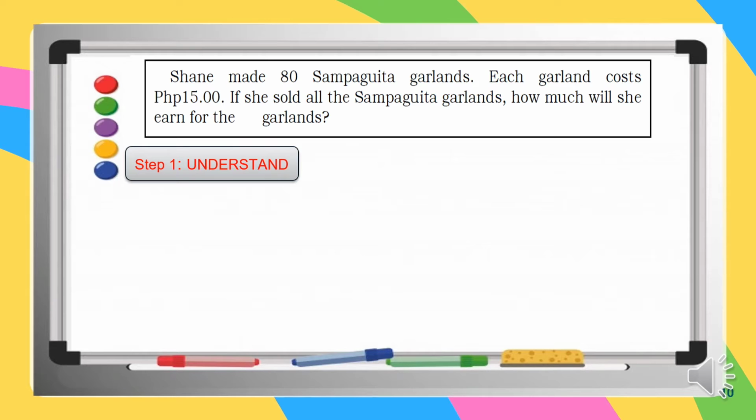Let's have an example. Shane made 80 sampaguita garlands. Each garland costs 15 pesos. If she sold all the sampaguita garlands, how much will she earn for the garlands?